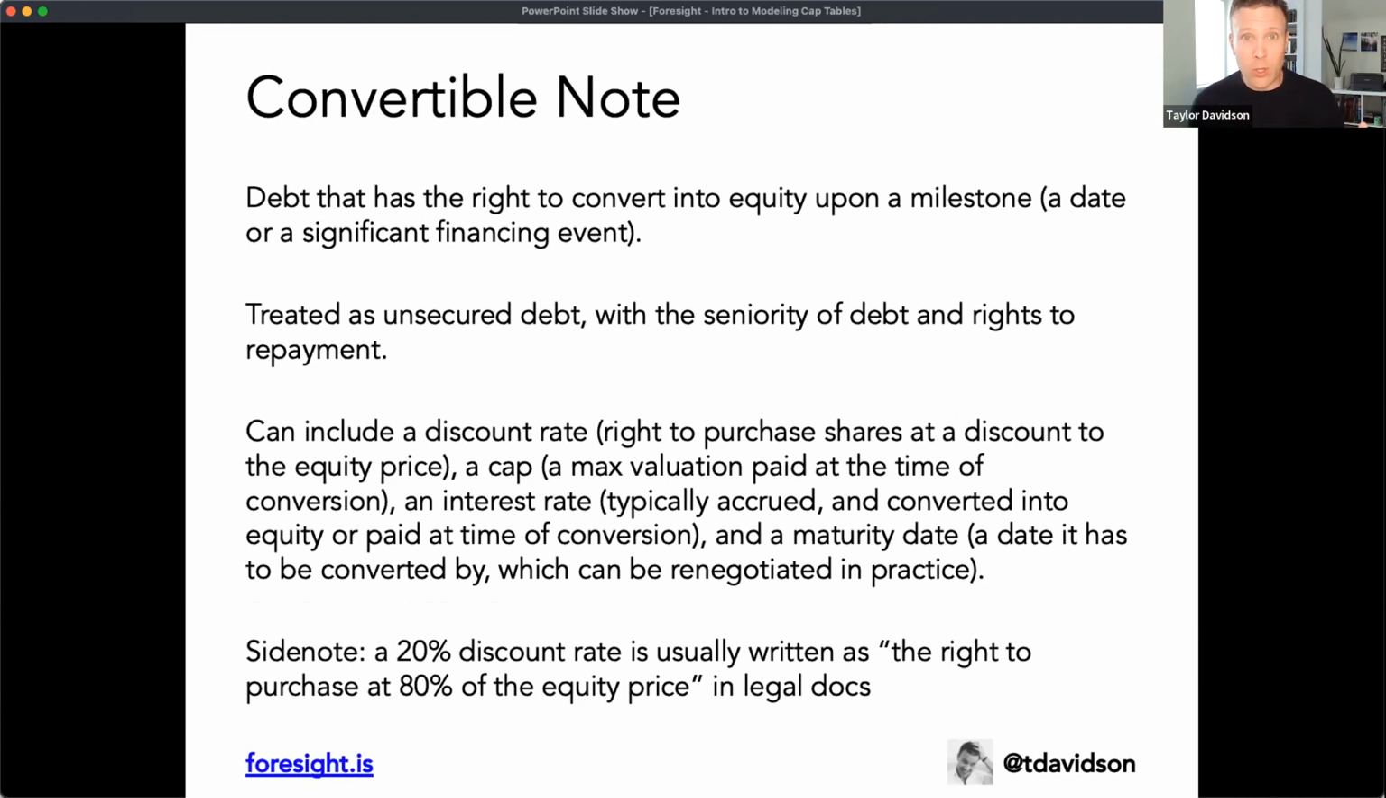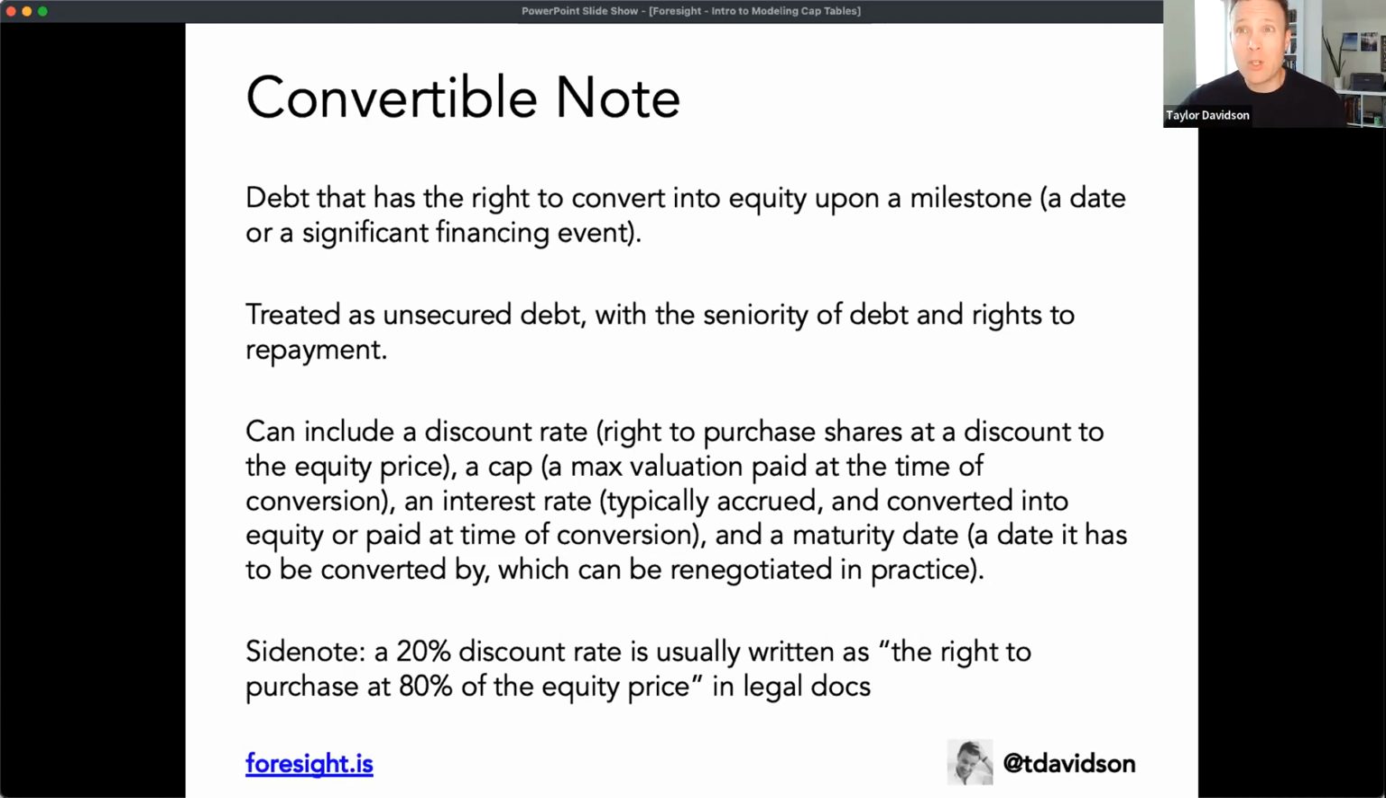So I'll tackle convertible notes, historically pretty popular. It's debt, debt that has the right to convert to equity at some milestone or event, sometime, and it's typically treated as unsecured debt, with very senior rights and repayments associated with debt.